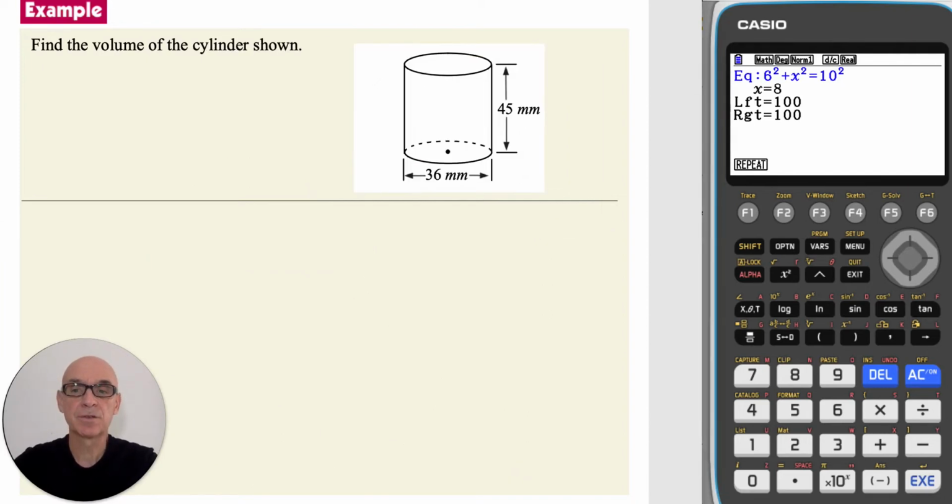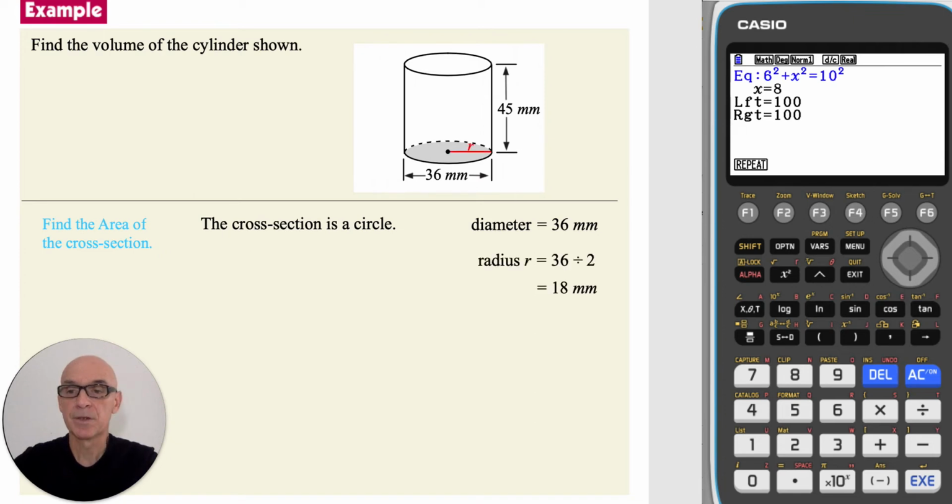In this question, to find the volume of the cylinder shown, we start by finding the area of the cross-section. The cross-section is a circle with a diameter of 36 millimeters. So the radius will be half that value, which is 18 millimeters. Stating the formula for the area of a circle, replacing r with 18, gives an area of 324 pi millimeters squared.